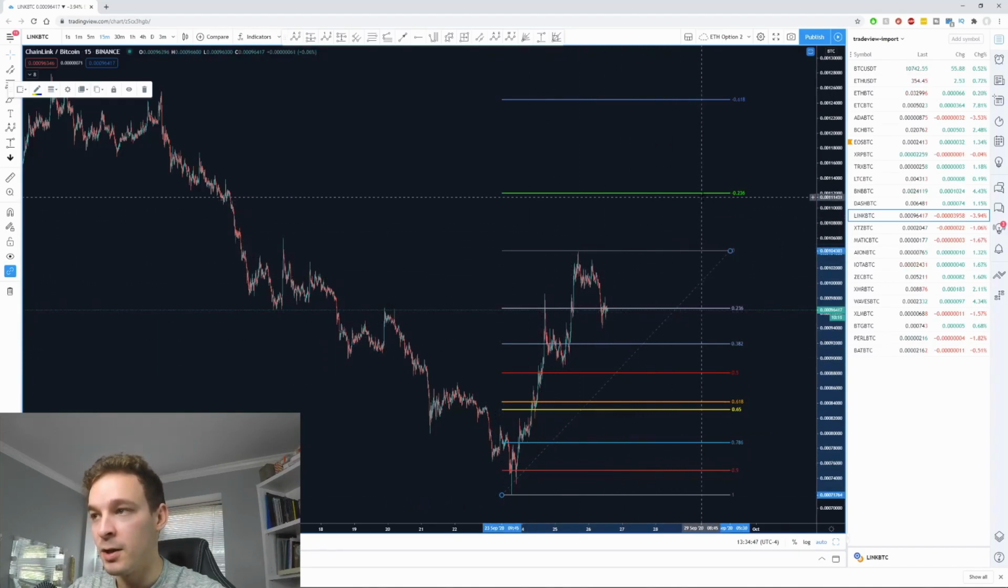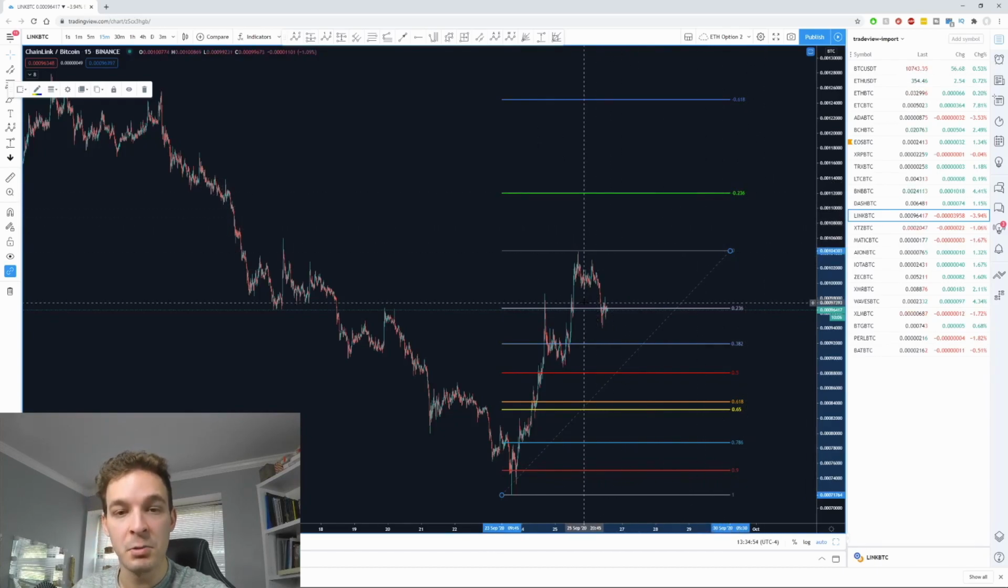So all the way up here, I'd be targeting this green negative 0.236 as well, and then continuing to pull my stop loss up as the trade goes on.